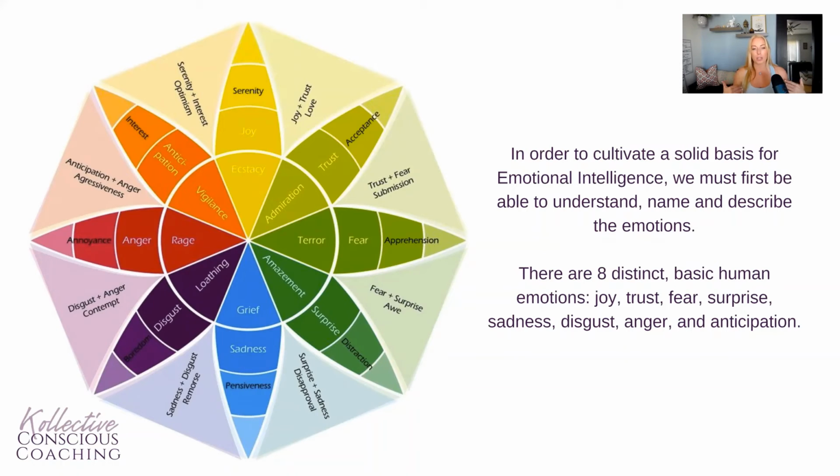The work that we're doing here in emotional intelligence is learning how to better understand our emotions so that we can best honor our emotions in each situation. So looking at the emotional wheel here, we have those 8 distinct basic human emotions: joy, trust, fear, surprise, sadness, disgust, anger, and anticipation. But then there's branches off of them.